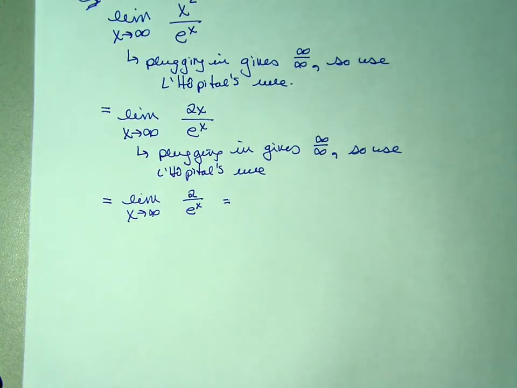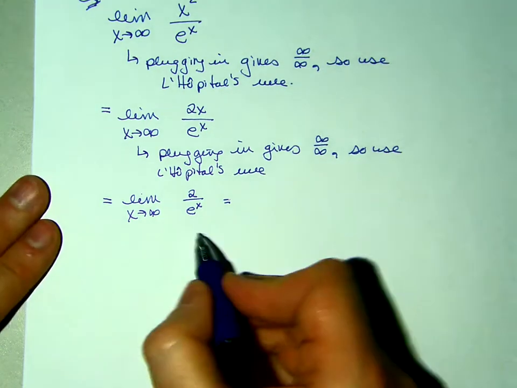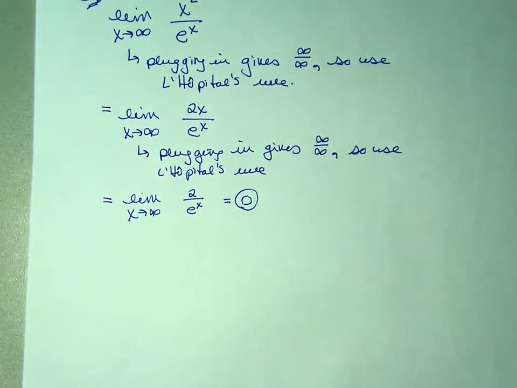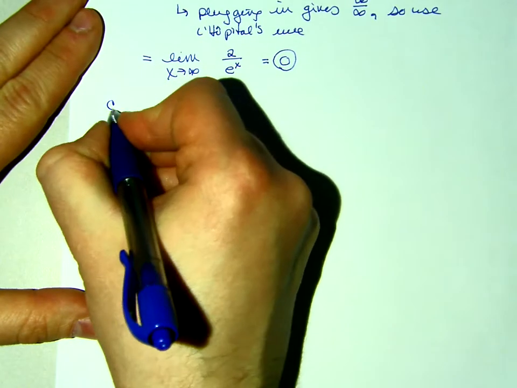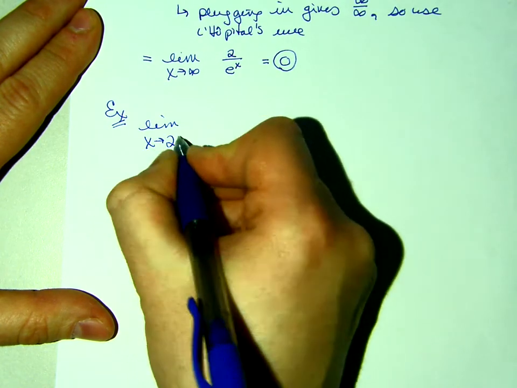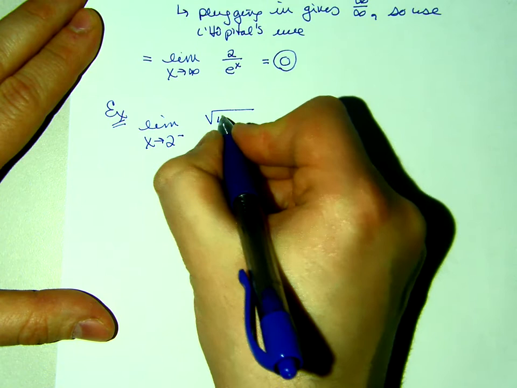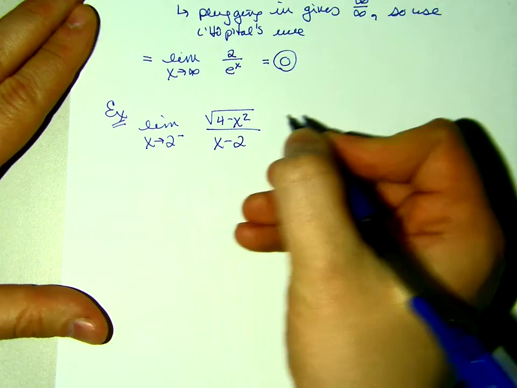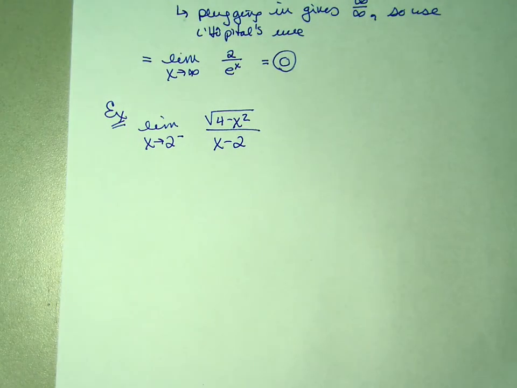What's your limit? 0. E to a huge number on the bottom, 2 over a huge number will give us 0. The reason I needed to show you that one is just to show you that you might have to use L'Hopital's rule multiple times. And that's perfectly okay. As long as we're getting 0 over 0 or infinity over infinity, we're good. Next one. I would like you to take a look at the limit as x approaches 2 from the left of the square root of 4 minus x squared over x minus 2. See what you can do with this problem.